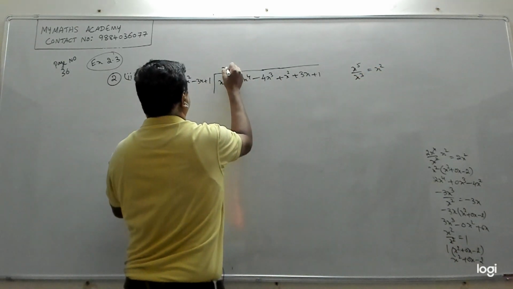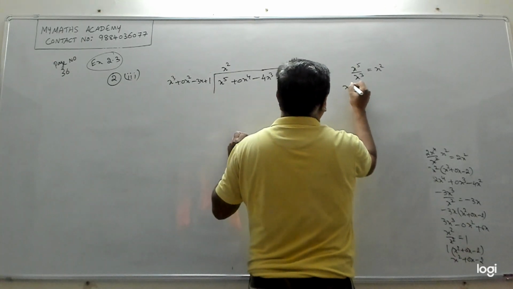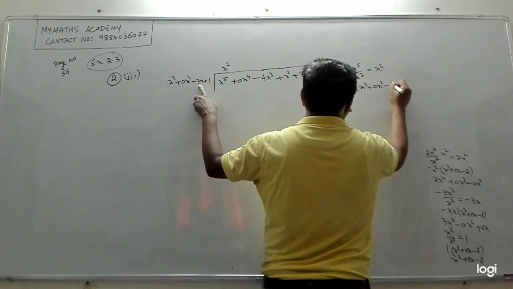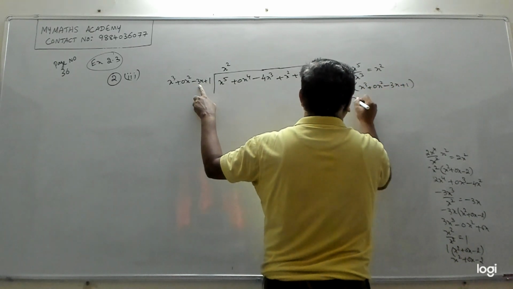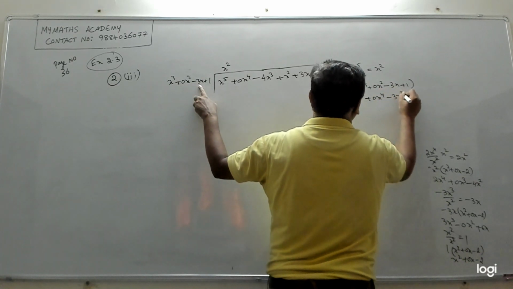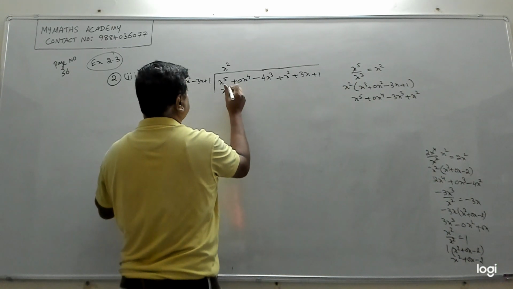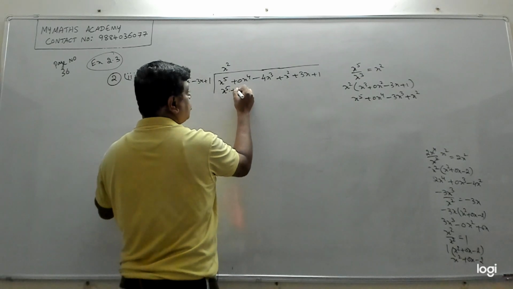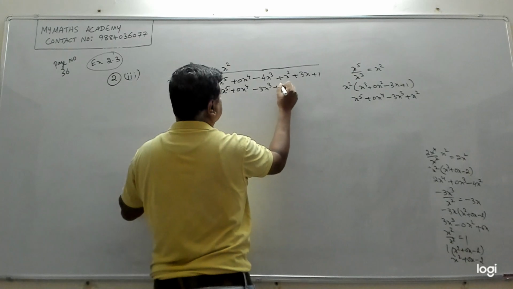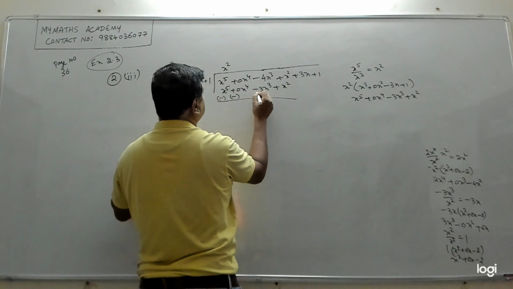So write x square here. Then multiply x square with this whole thing, x cube plus 0x square minus 3x plus 1. So x square into this is x power 5 plus 0x power 4 minus 3x cube plus x square. Now substitute that here. Now subtract, so change the sign. So this will become minus, minus, plus, minus.